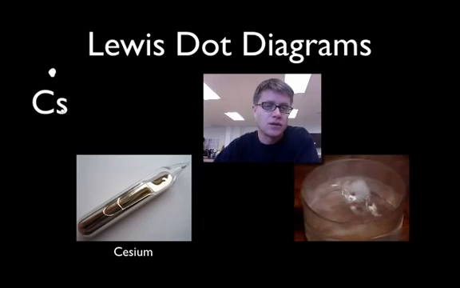You're going to have Cs for the atomic symbol of cesium. Then you're going to have one dot, and that represents one valence electron. Now that one valence electron makes it really, really reactive.